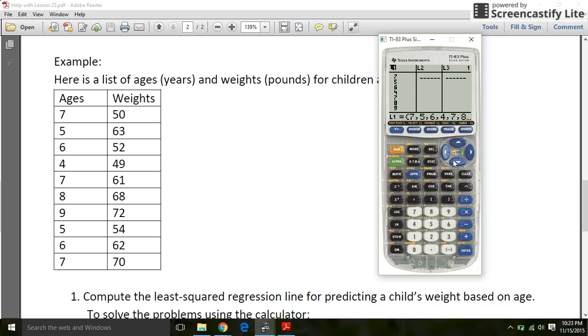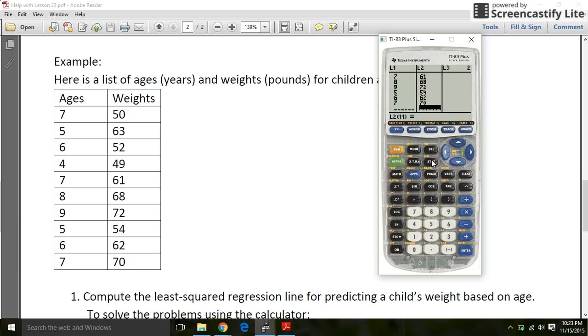The next thing I need to do is where there's 7, I go to L2, scroll over, and put 50. Because in my data set, I had a 7-year-old who weighed 50 pounds. Then a 5-year-old who weighed 63, a 6-year-old who weighed 52, a 4-year-old who weighed 49, a 7-year-old who weighed 61. I'm going to put the weight that corresponds to each child's age. I don't want to mess these up because these are two points of data that correspond to one child. So I'll put them all in, then 70, and then go down.